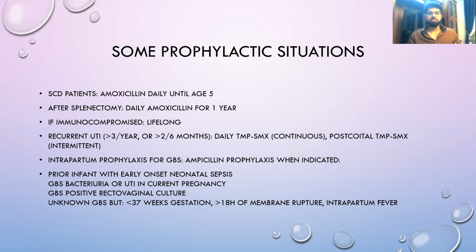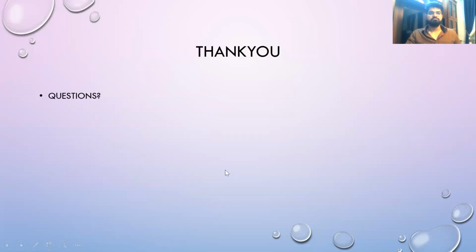If you have a GBS positive rectovaginal culture, or we have 3 scenarios with an unknown GBS: either a preterm baby, all forms of preterm baby warrant intrapartum prophylaxis; or 18 hours or more of membrane rupture, which is the duration that they always give in OP scenarios. They will tell you that the membranes have been ruptured this many hours ago, so they might want you to consider prophylaxis. And intrapartum fever, the third indication. So if any of those indications are met, you go for prophylaxis intrapartum.